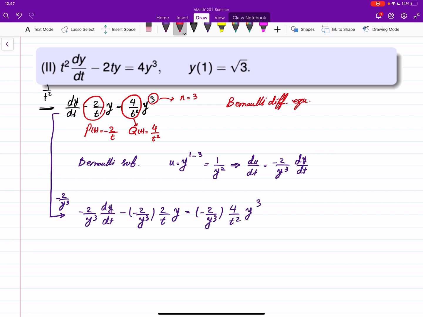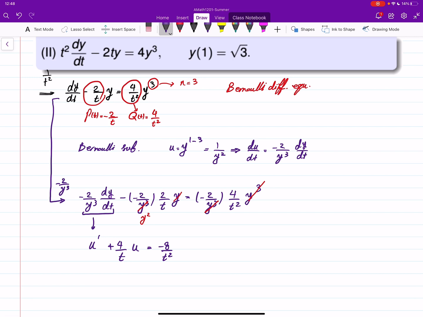As I said before, this is the magic that the y's will cancel out on the right hand side, and on the left hand side they will cancel out so that you get a good u there. So this will turn my differential equation to u prime. This is u prime. Then you multiply these two plus 4 over t u. 1 over y squared is u, and the right hand side is minus 8 over t squared. That's it.